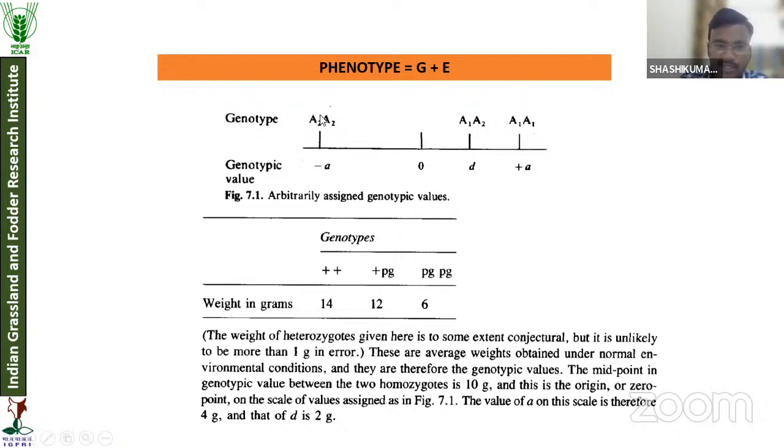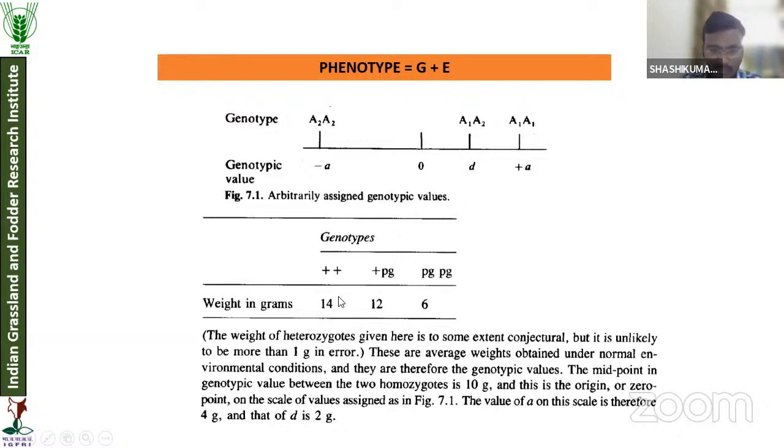So that is A2, the recessive allele, and we give it the value minus A. This is the A1 homozygote, which will add to the value, so that is called plus A. This is the mean point between these two. The deviation of the heterozygote from the mean of these two parents is called the D value.